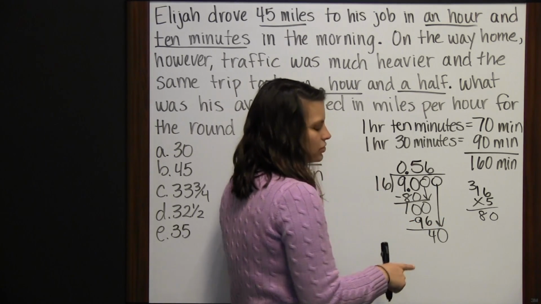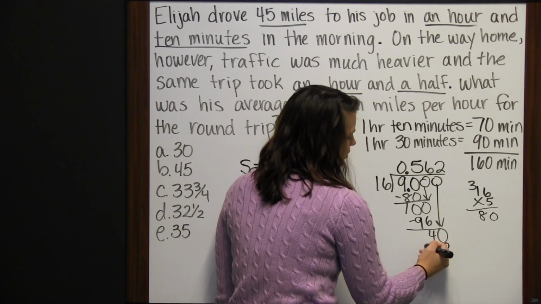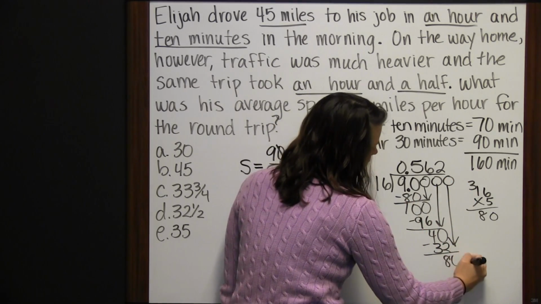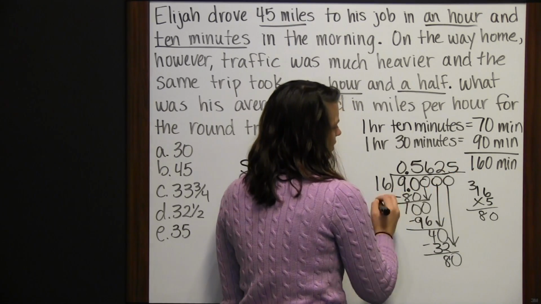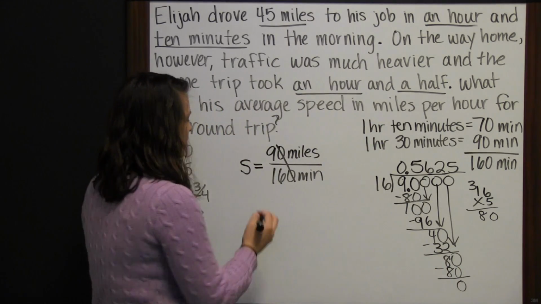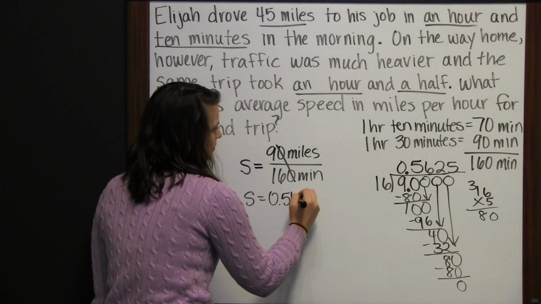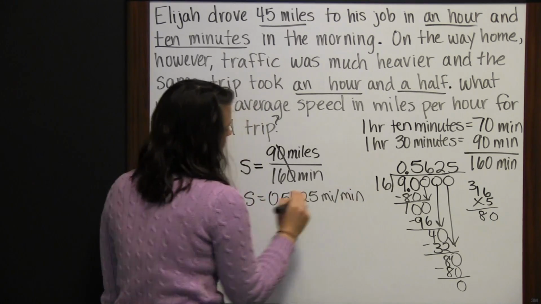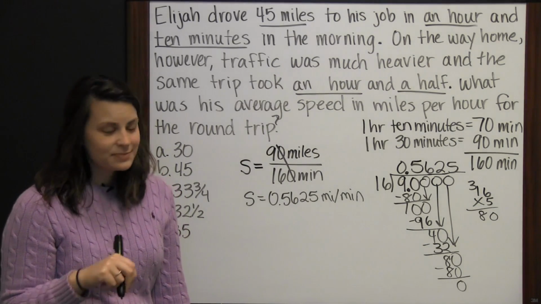16 goes into 40 2 times. 16 times 2 is 32. So we subtract and we get 8. Add another 0, bring it down. And 16 goes into 80 5 times. 16 times 5 is 80. We subtract and get 0. So that means that his speed in miles per minute would be 0.5625.